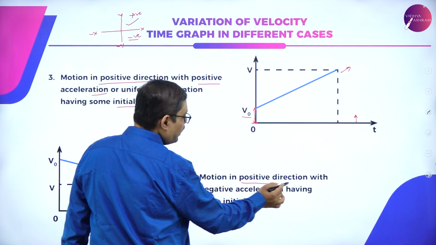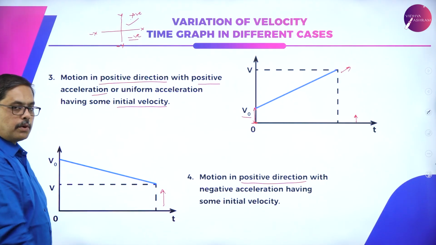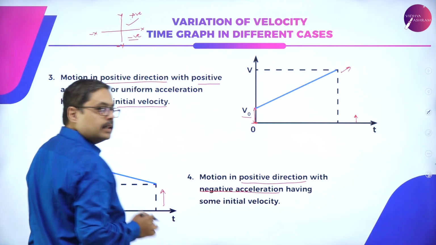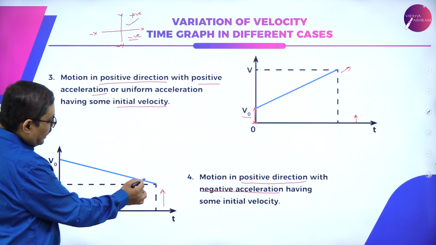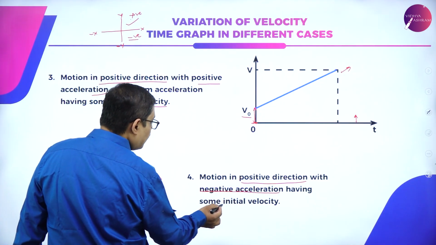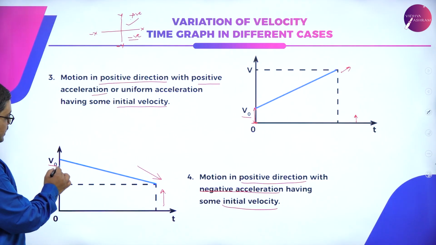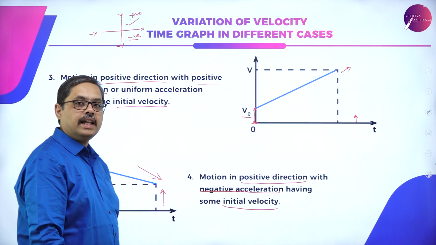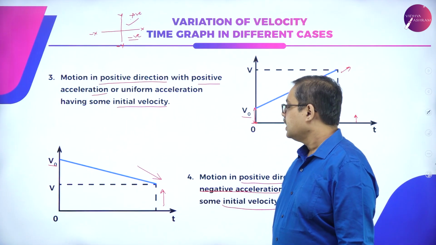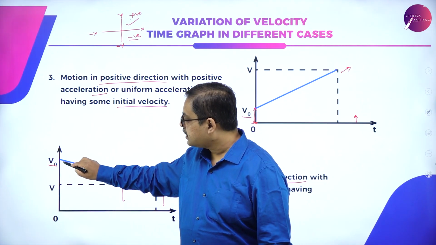Motion is in positive direction, so this is above the x-axis. Negative acceleration: the acceleration is negative, the inclined line is pointing downwards, and it has some initial velocity. The inclined line starts at some point above the 0, 0 point on the y-axis. Okay. So motion is in positive direction, acceleration is negative, pointing downwards. It has got some initial velocity v0.